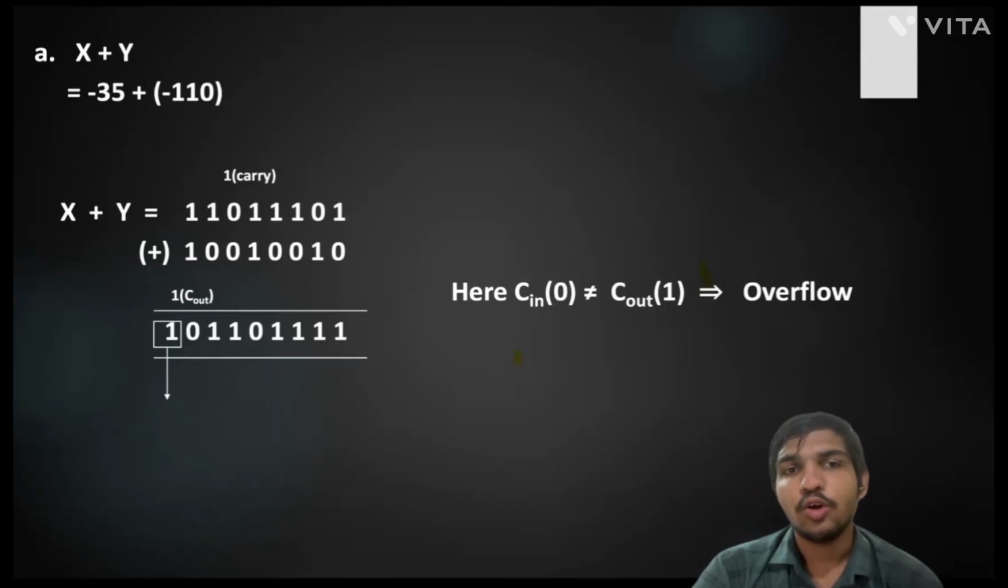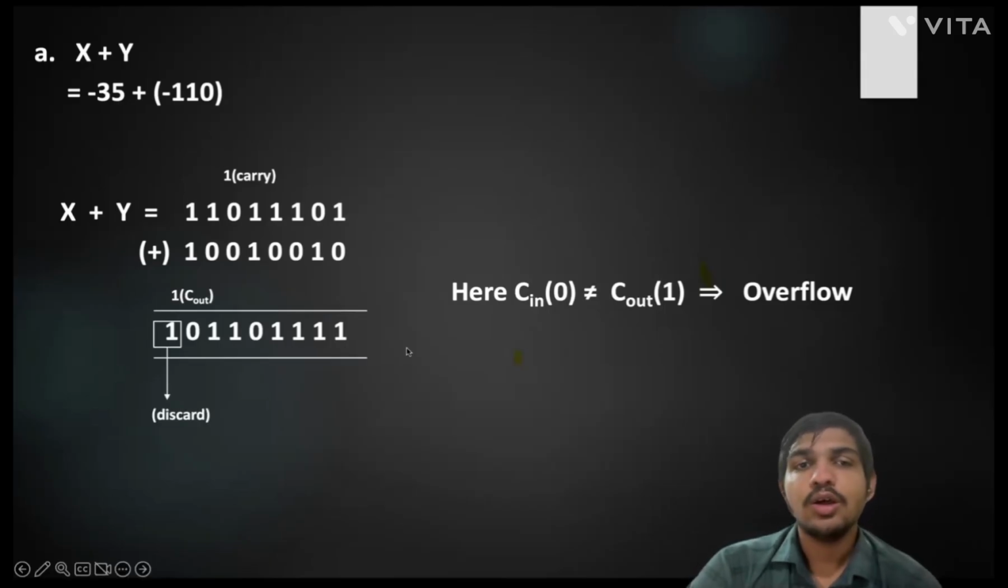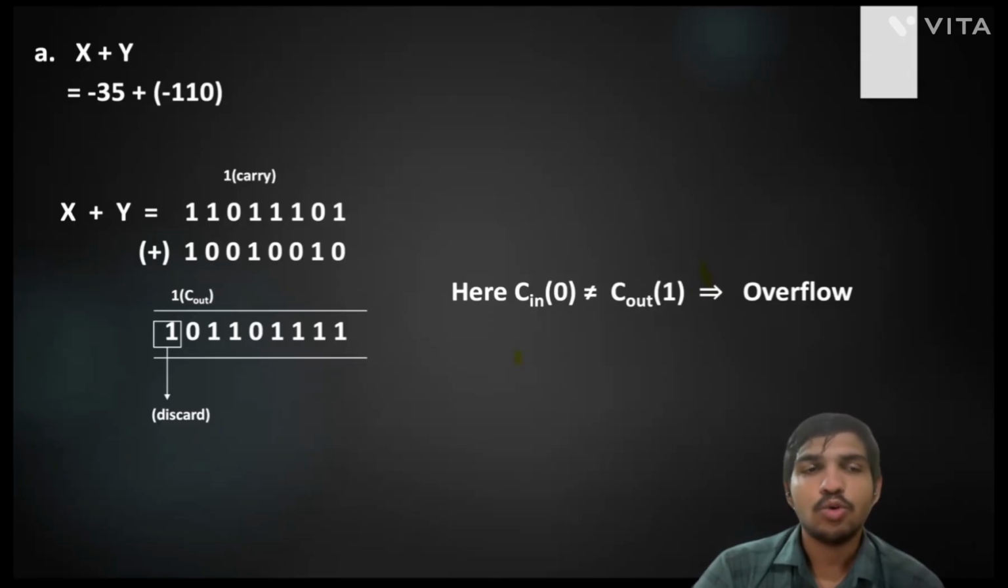You can also check it by finding the decimal value of this x plus y binary value. It will come out of the range of the 8-bit 2's complement form. You can do it this way too, but it is too long. I wouldn't suggest it.